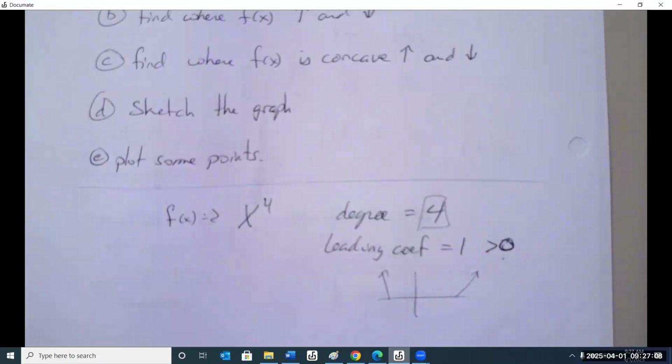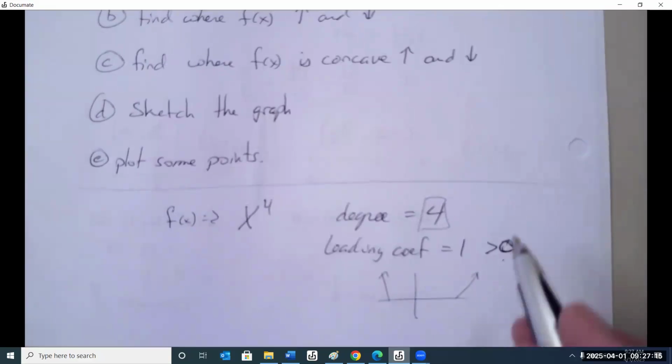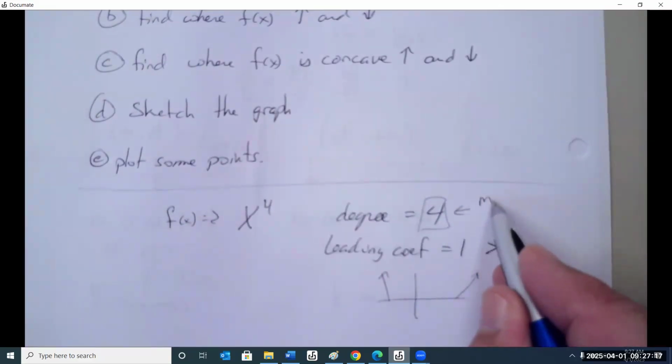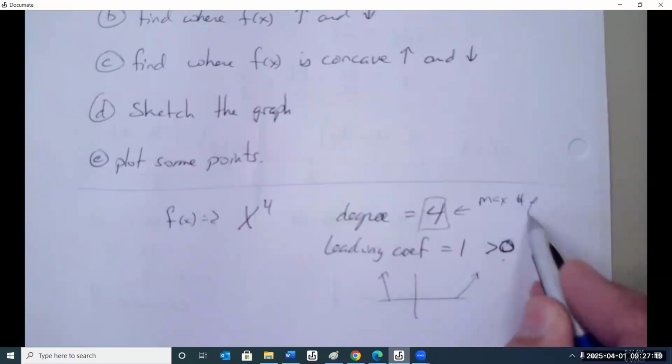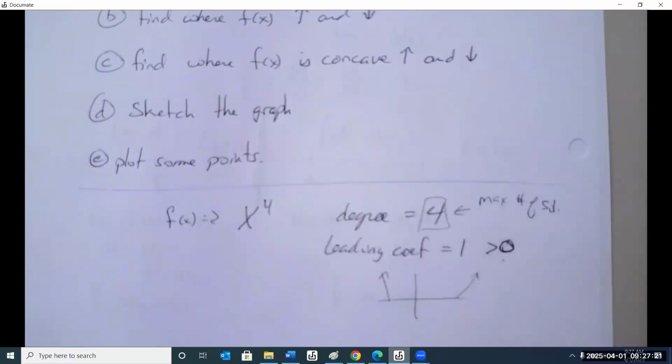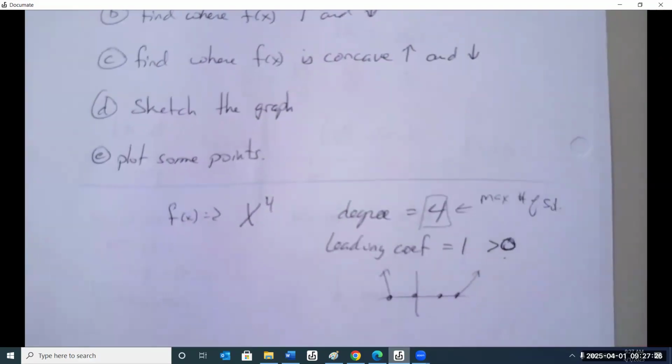We know that. How many x-intercepts will we have at most? The maximum number of solutions. We'll have 4. So at most we'll have 4. Somewhere we'll have 4 x-intercepts. At most. We can have 3, we can have 2, we can even have 1. Can we have 0? Yes, because it's an even degree. You can have no real solutions.